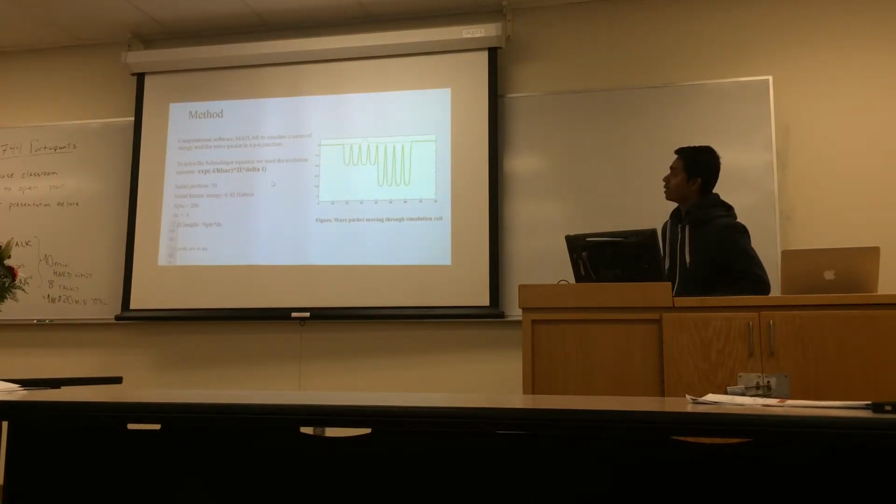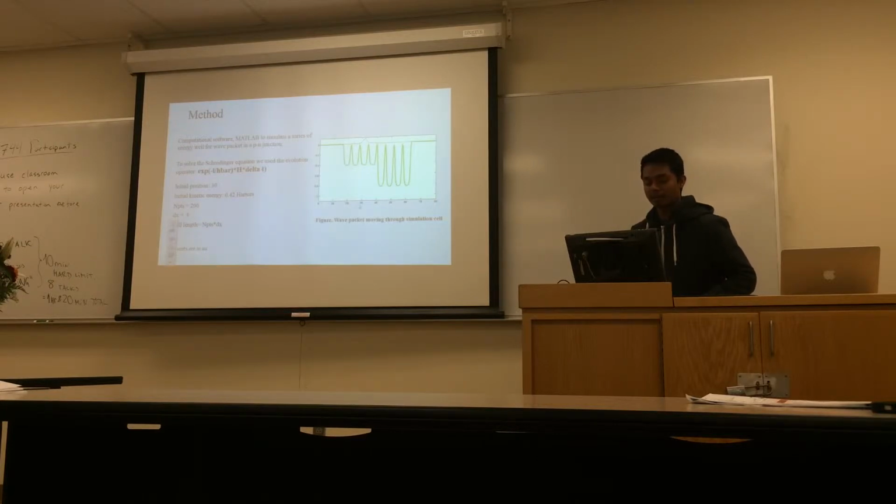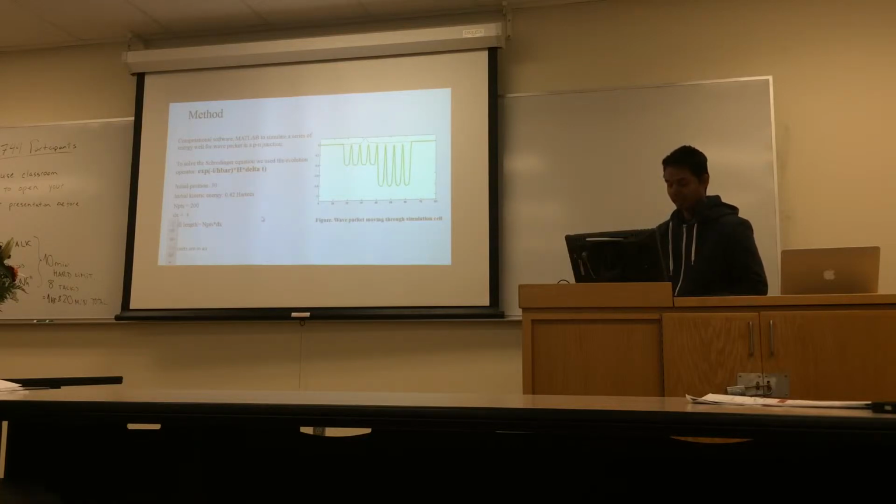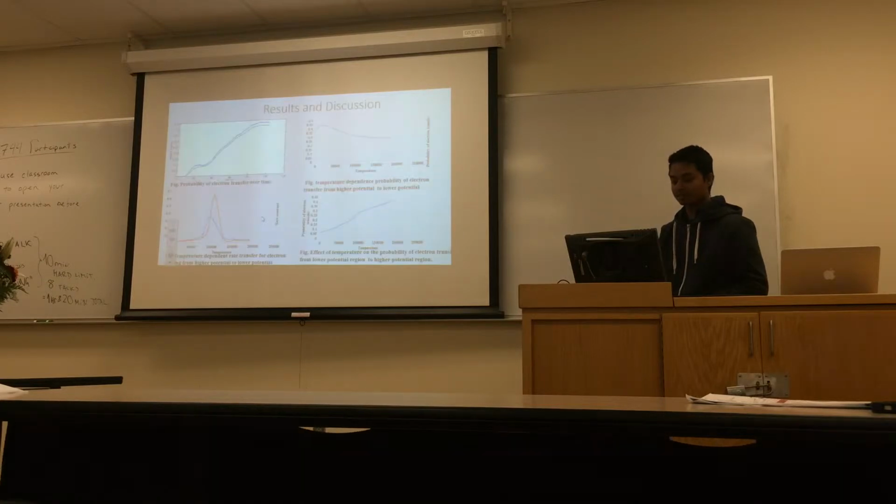to run the simulation, we centered the wavepacket at 30, and the wavepacket has initial kinetic energy 0.42 hartree. The number of points in the simulation cell is 200, and the difference between every two points is 0.4. So this shows on the x-axis. All units are in AU, atomic units.